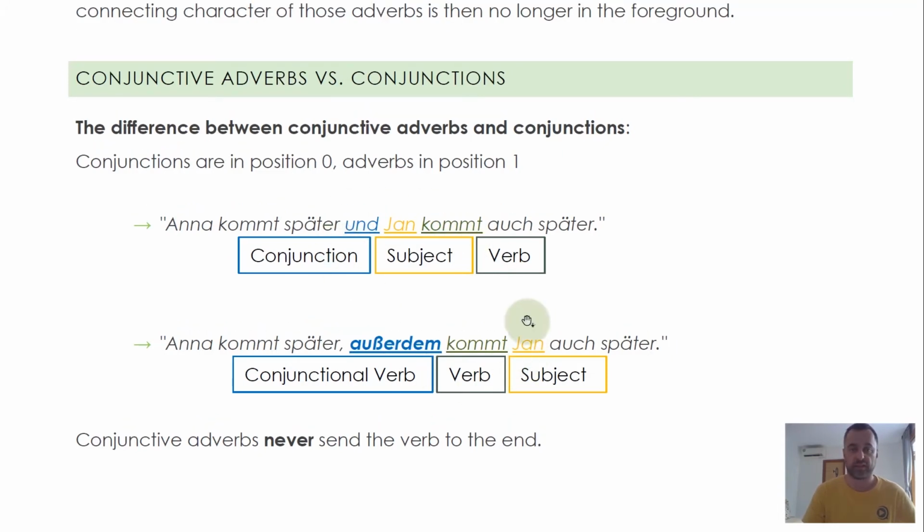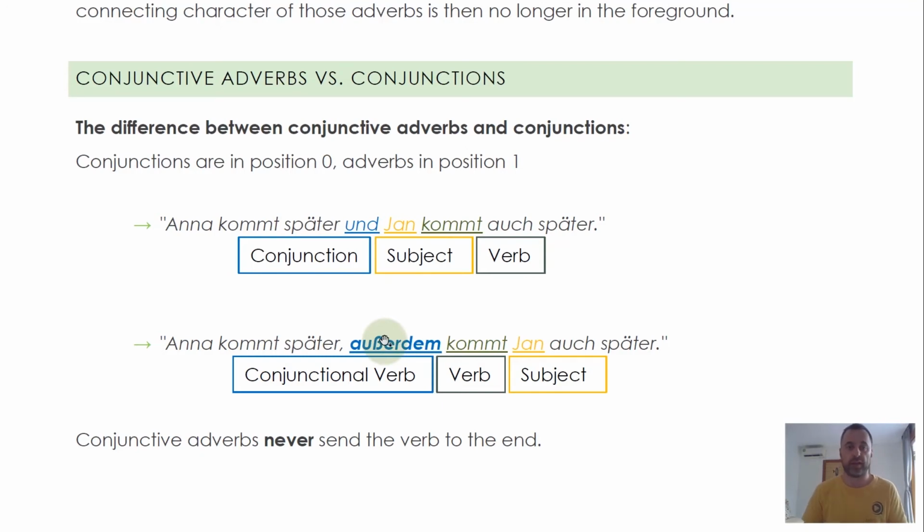Meaning is just what the conjunctive adverb actually means. And also there's no big difference here. Where you have to pay attention is the word order. And keep in mind, a conjunctive adverb never sends the verb to the end. So that's why it's important for you to actually learn those conjunctions that are on position 0 and the ones that send the verb to the end. The conjunctive adverbs, you simply have to know what they mean.